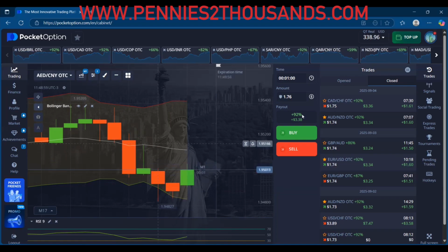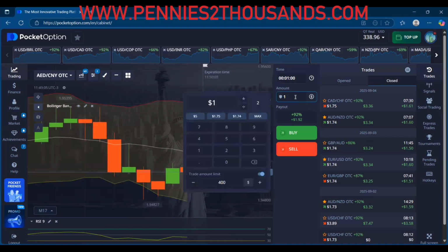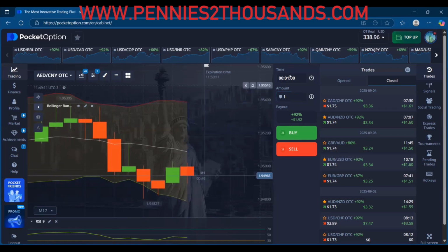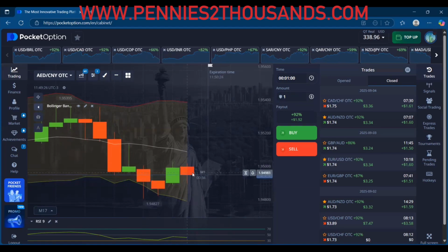You see it, 92%. So if I want to put in $1 for the trade, if that trade is successful, I'll get $1.92 back. Okay, that's just how it works. The time here is how long the trade will be. So just to give you an example, you see here my candles right here are at 1 minute. So if I do a trade saying, okay, I think this pair will go down in 1 minute, the price will go down. If I'm successful, I win $1.92. If I'm unsuccessful, I lose $1.